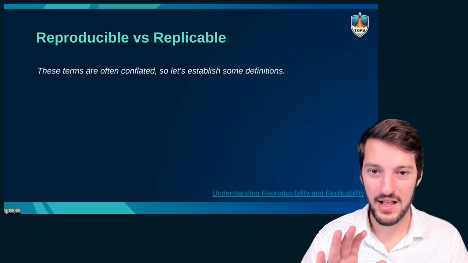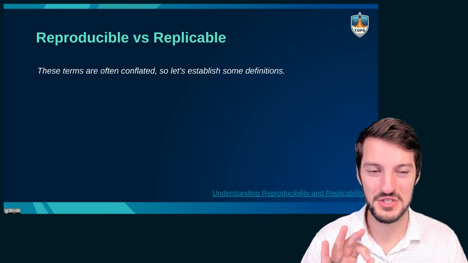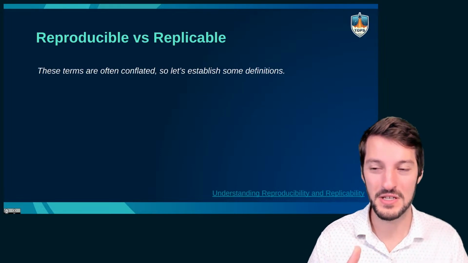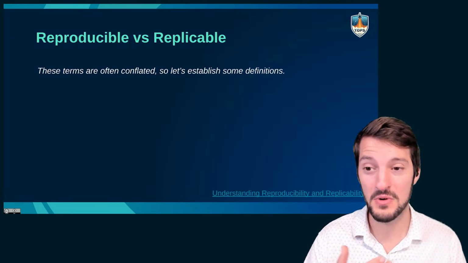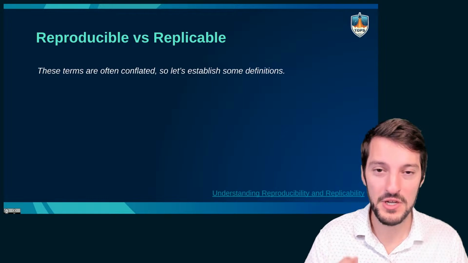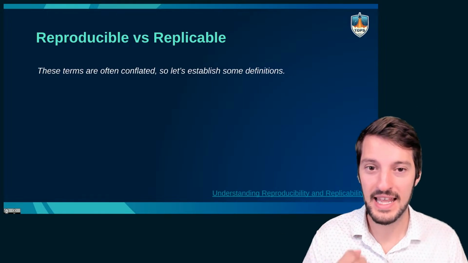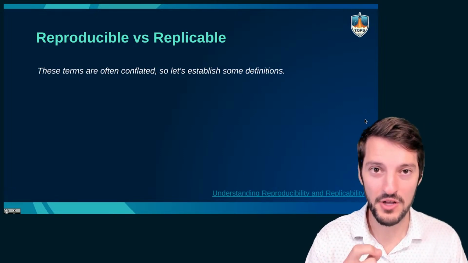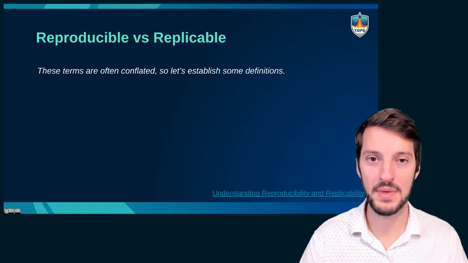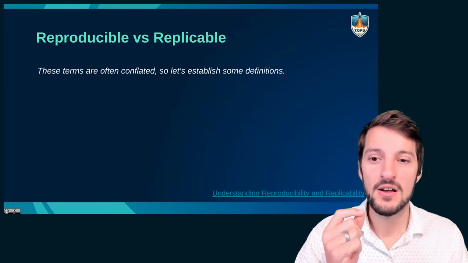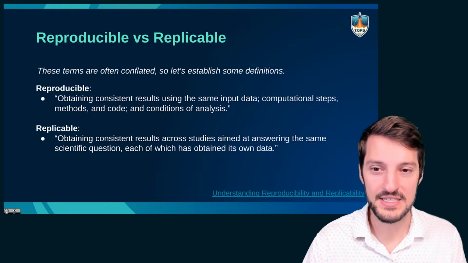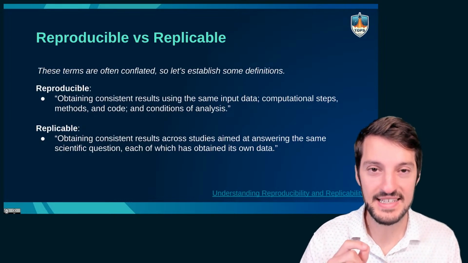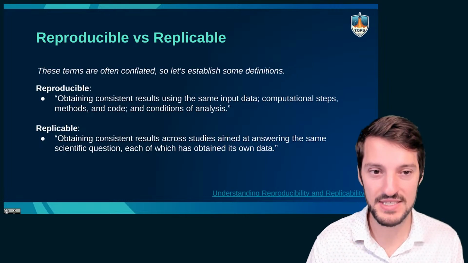Now, I haven't mentioned the second term just yet, but I also want to let you know about the difference between these two often conflated terms. We often talk about reproducibility and replicability. Let's establish some definitions so that you know how we are going to be using these terms for the remainder of our session today. Reproducible means that you are able to obtain consistent results using the same input data, computational steps, method, and code, as well as conditions of analysis.